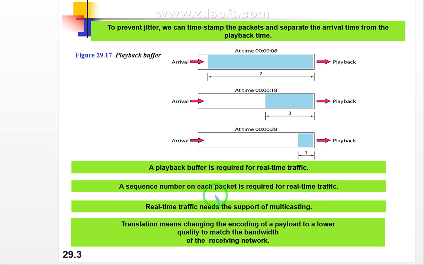So the packets are always sent in a sequence. Like when you are saying "Hello, how are you?", it will be sent as "hello" first, then "hi, how are you", like this. So your packets need to be in a sequence. For real time, they need to be in a sequence like 1 2 3 4 5 6 7 8 9 10. It should not be like 8 5 4 3. So a sequence number on each packet is required for real time traffic.